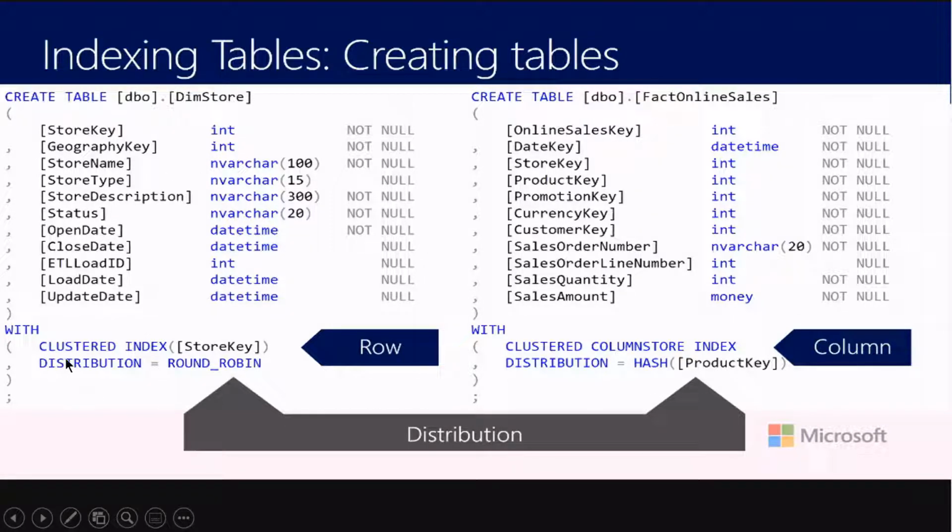Now distribution is how we define the data in the data warehouse. In Azure data warehouse, every data warehouse has 60 distributions, and the data is stored in a fashion like round robin, hash or replicated. So these are the three fashions in which the data is stored in the data warehouse. I think you need to explore that.